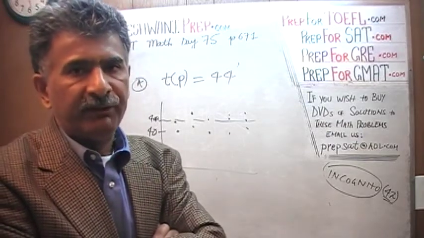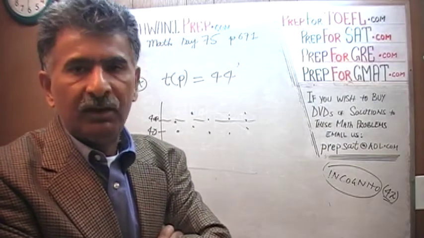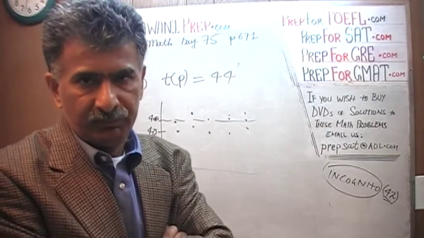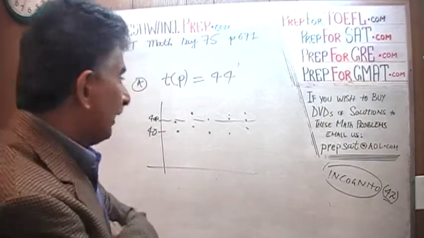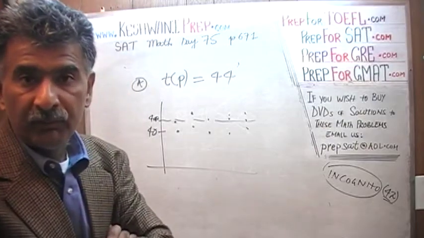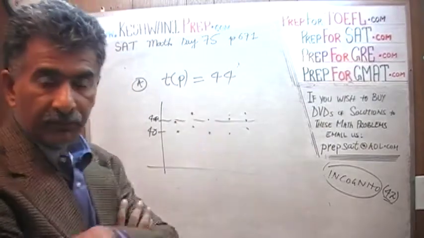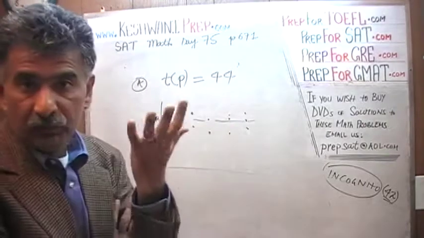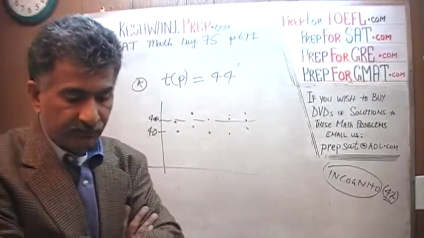The amount of time it takes to finish the puzzle is 44 seconds, regardless of how many times you practice. That's how you say it. Why regardless of how many times you practice? Because P does not appear in the function. It doesn't depend on P, it's just 44 seconds. That's it. The answer is A.